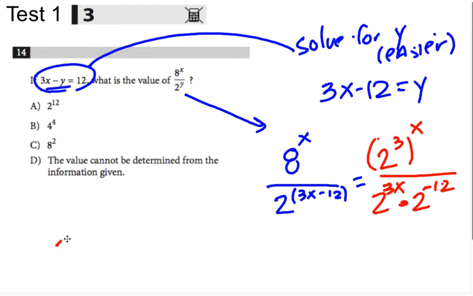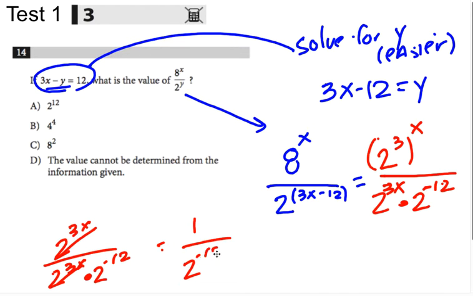So I seem to have a 2 to the 3x on the top over a 2 to the 3x times a 2 to the negative 12th. Well, these are the same value. So this is a 1 over a 2 to the negative 12th, which is a 2 to the 12th, which is A.